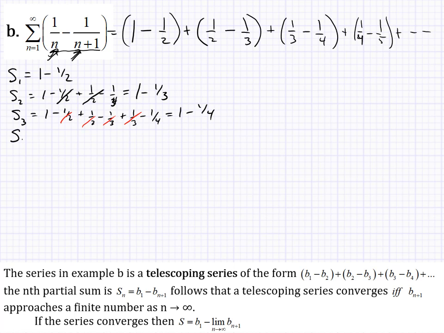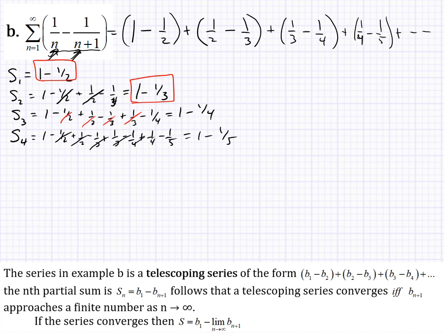Let me go one more. Fourth partial sum, 1 minus 1/2 plus 1/2 minus 1/3 plus 1/3 minus 1/4 plus 1/4 minus 1/5. And all this cancels except for 1 minus 1/5. I'm not going to actually do the computation of 1 minus 1/5 or 1 minus 1/4. It's not necessary. So what we see here is this right here is the sequence of partial sums.